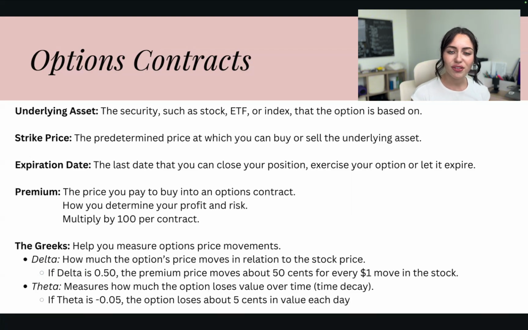If the theta is negative 0.05, which is negative 5 cents, your options contract premium is going to lose 5 cents of value each day. Multiply that by 100, and that is losing $5 of value each day. So if you have that $2 premium on your contract and a day goes by, your premium is now going to be worth $1.95, or when you multiply that by 100, $195. Whereas you started at $2 or $200 and you just lost that 5 cents of value because of what's called time decay.